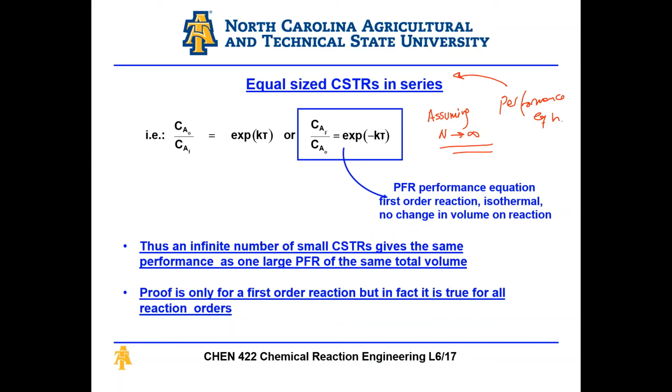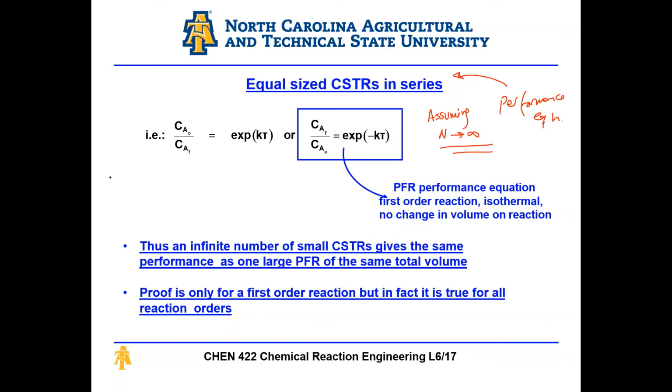Therefore, an infinite number of small CSTRs gives the same performance as one large PFR of the same total volume. The proof is only for a first order reaction, but in fact, it's true for all reaction orders, right? So this is the same performance as one large PFR. If you derive the equation for a single large PFR for a first order reaction, you're going to get this equation, exponential of minus k tau.